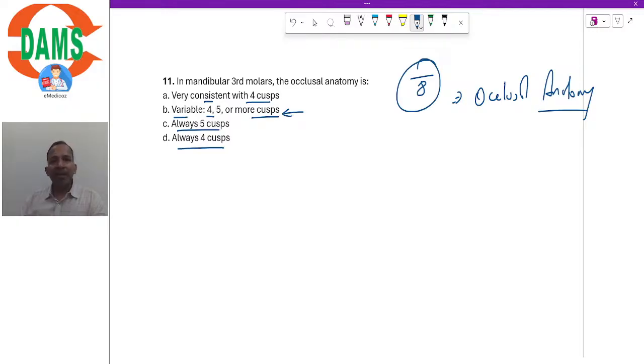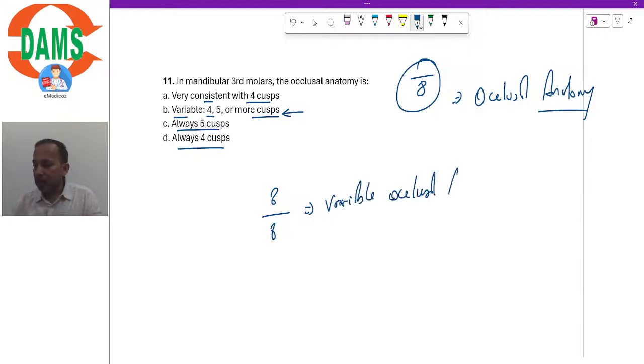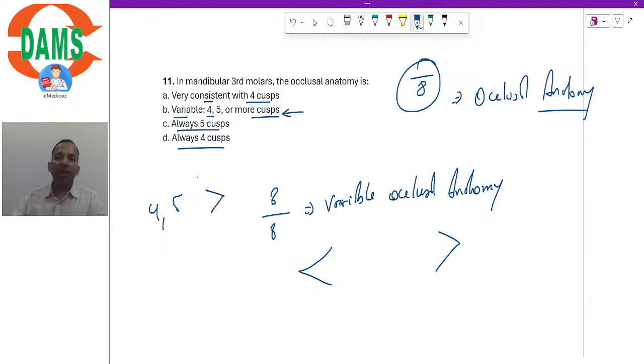Third molars, be it maxillary third molar or mandibular third molar, they have a variable occlusal anatomy, isn't it? Upper 8, lower 8, they have variable occlusal anatomy. They might have lesser number of cusps or more number of cusps. Both are possible. Here we have said that 4 हो सकते हैं, 5 हो सकते हैं, या उससे भी ज़्यादा हो सकते हैं.